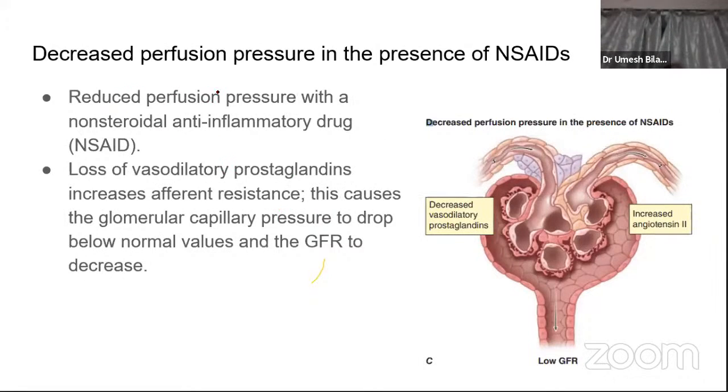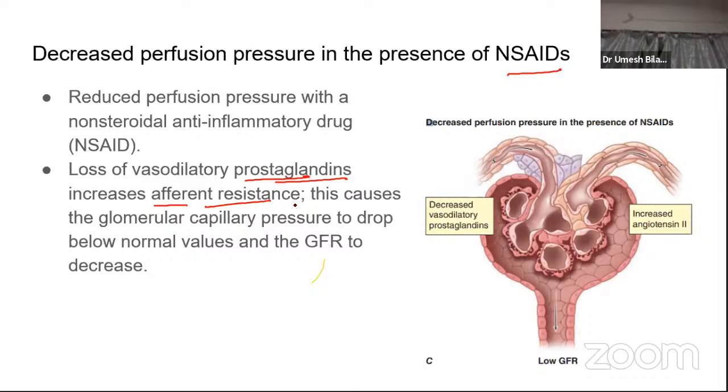Now, decreased perfusion pressure in the presence of NSAIDs. How does it happen? The loss of vasodilatory prostaglandins increases the afferent resistance. So when these are blocked, the pressure inside falls down. That's what they're telling. By giving NSAIDs, you are blocking the prostaglandins, so there is no vasodilatation, and the pressure after the afferent arterioles falls down.